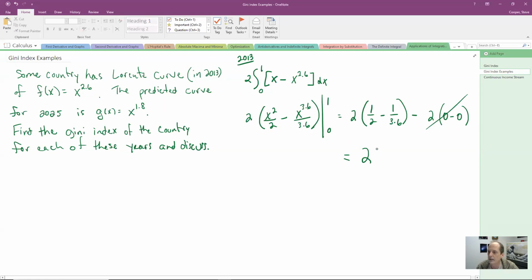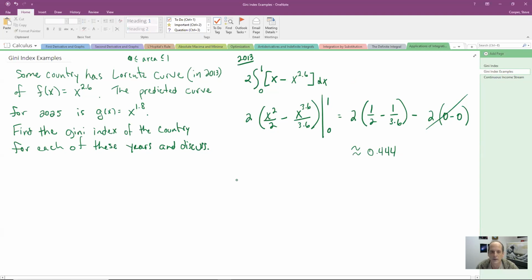if we punch that in a calculator, we're going to get something roughly equal to 0.444. It's pretty high. Okay, so that's, remember, the area between 0 and 1. So that's almost 1/2.